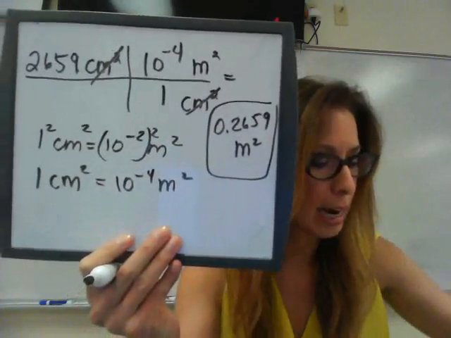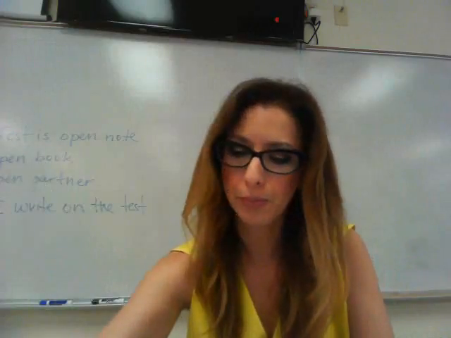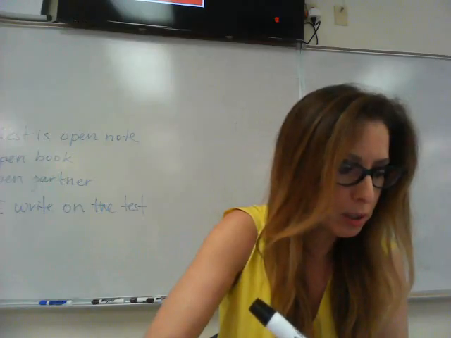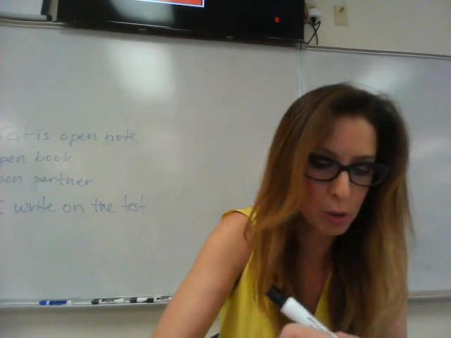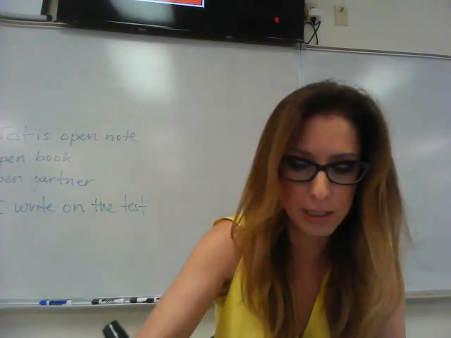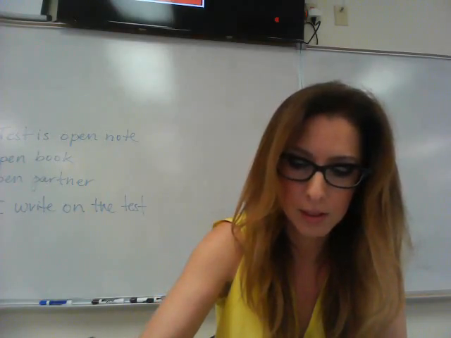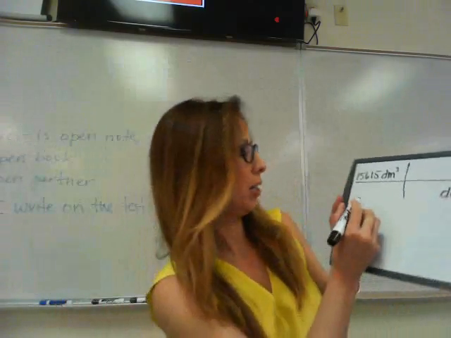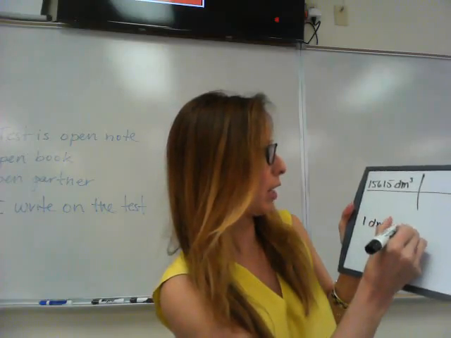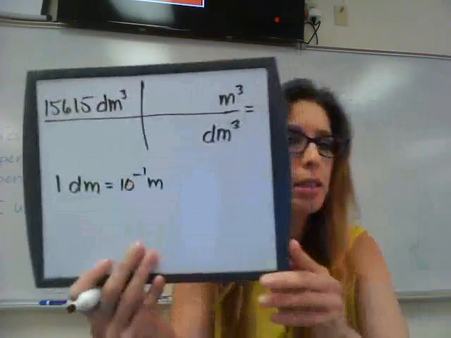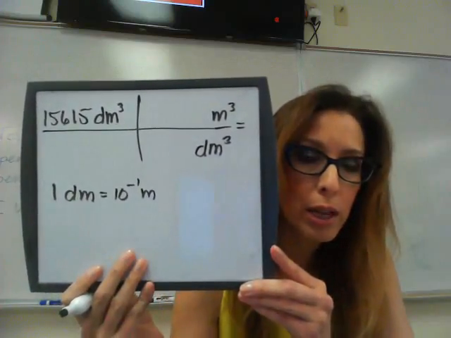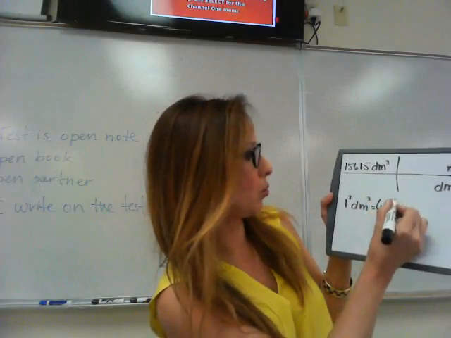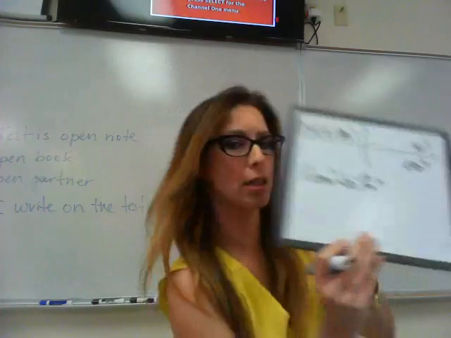Okay? Now, if you want to do one more example, we have 15,615 decimeters cubed to meters cubed. This is student exercise number 19. So it's like this. We're using the unit equation 1 dm equals 10 to the negative 1 m. Since all of these units are cubed, we have to cube the unit equation. So we're going to make it 1 cubed decimeters cubed, 10 to the negative 1 cubed meters cubed.